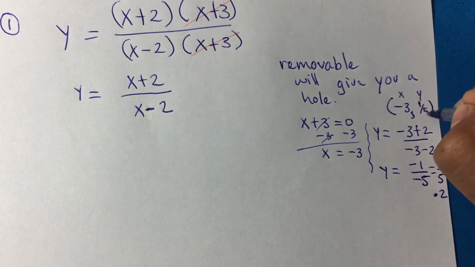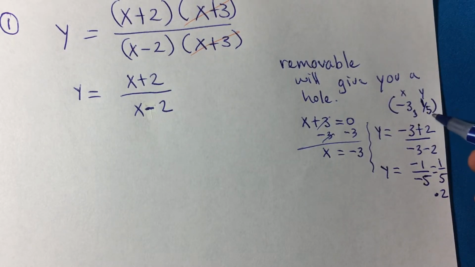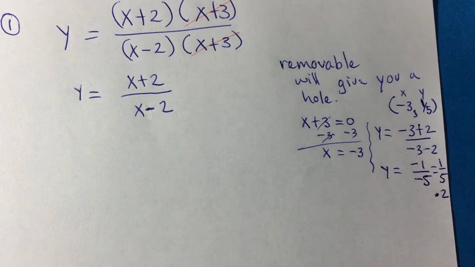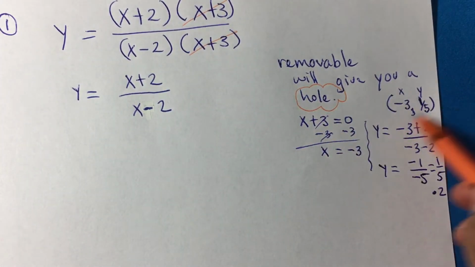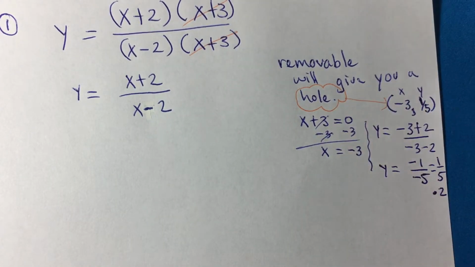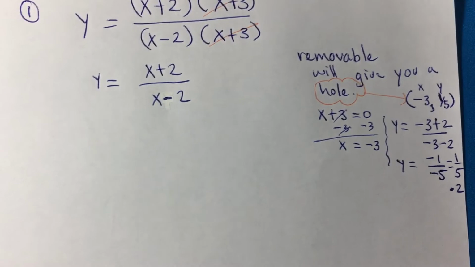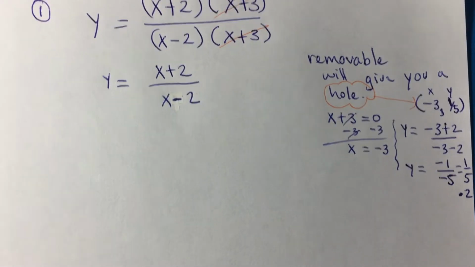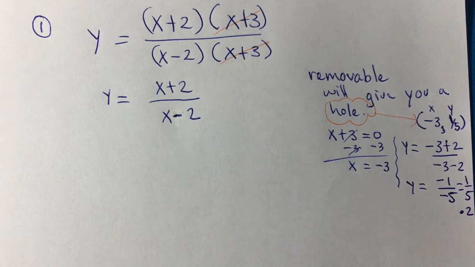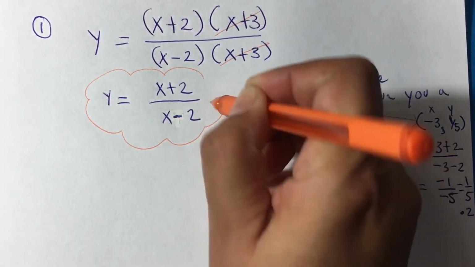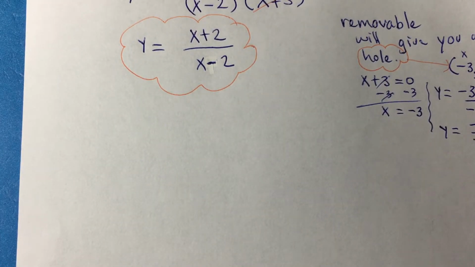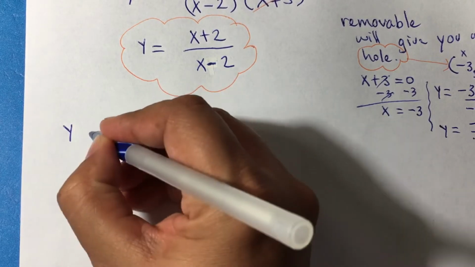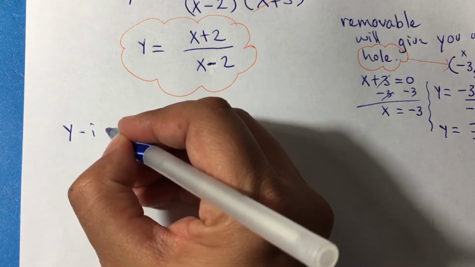I usually prefer to count how many parts to break it into and how many I move. I'll explain that in a little bit. So that's going to be the hole in my graph, right there. It's the removable discontinuity. And now I'm going to use the simplified rational function to start finding my y-intercept, my x-intercept, and the vertical and horizontal asymptotes.